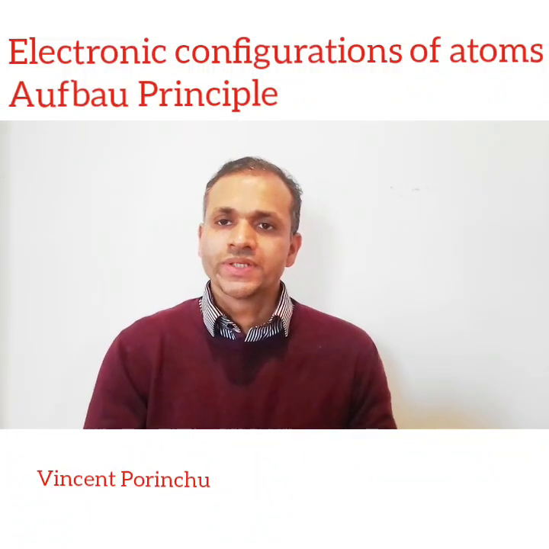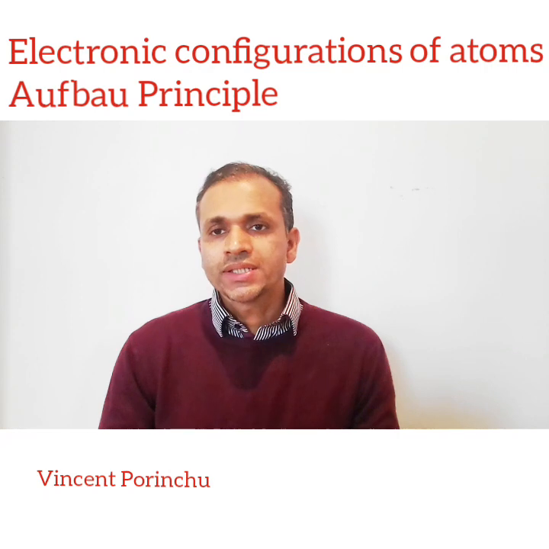Today we are going to discuss the electronic configuration of an atom: how we can arrange, or how we can write, an electronic configuration of an atom. For example, in the case of the nitrogen atom, nitrogen has 7 electrons and 7 protons. So how can we write these 7 electrons in the form of an electronic configuration?